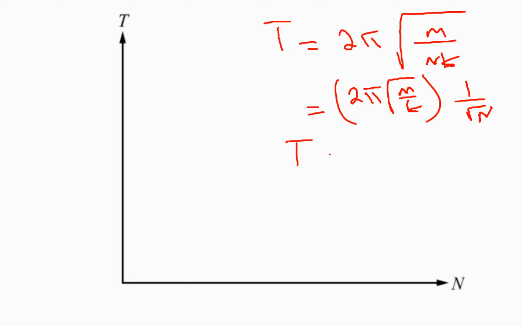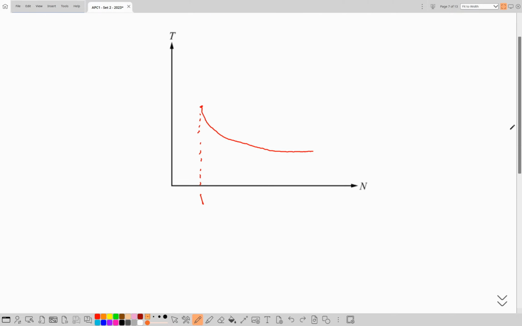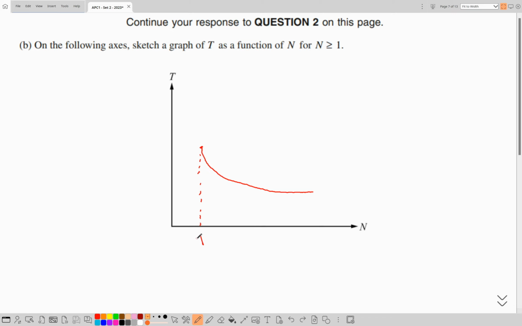So the period is proportional to 1 over radical n, so it's going to be a decreasing function. But notice that we're interested in starting from n equal to 1, so we're not going to start from the origin, we're going to start from somewhere here. So that's 1, and the function will decrease like that. Okay, so this is it for part B.